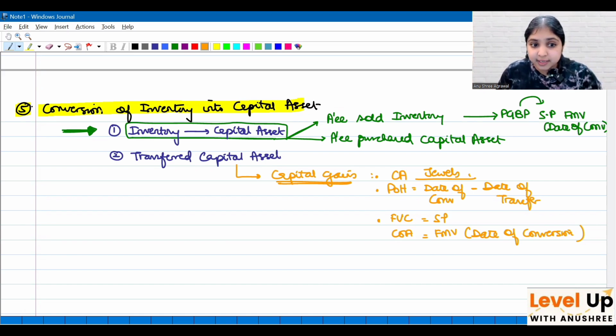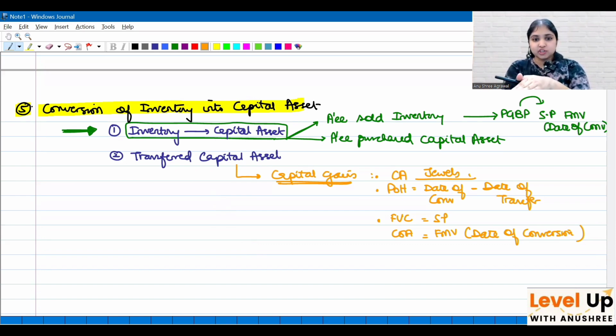So when I convert inventory into a capital asset, say I was a jeweler. I was having jewels in my shop. They were my inventory. I shut down my jewelry business, so those leftover jewels I brought home. So my inventory jewels got converted into capital asset jewels. In reality, I did only one thing: I converted my inventory into a capital asset.